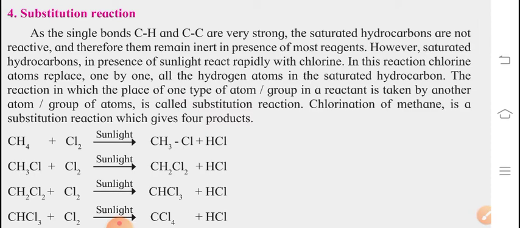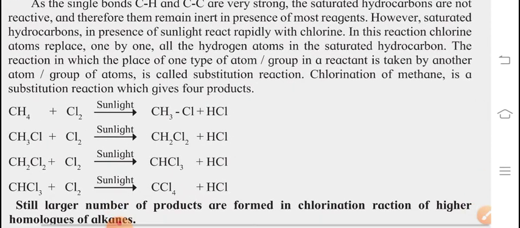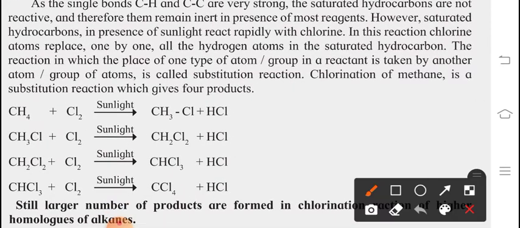Next is this CH3Cl. This CH3Cl is going to pair with chlorine. Then with the presence of Cl2 and sunlight, again Cl is taking the place of hydrogen. Instead of CH3, we are getting CH2. So chlorine is taking the place of hydrogen.